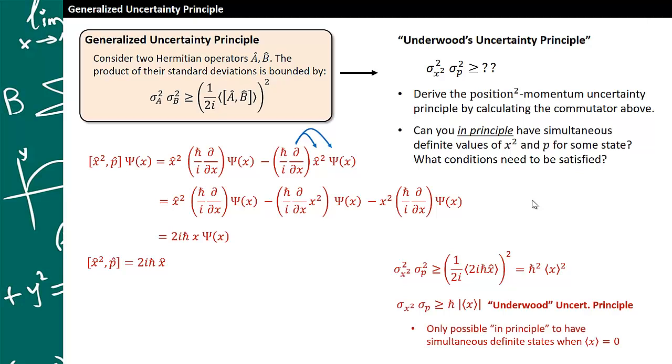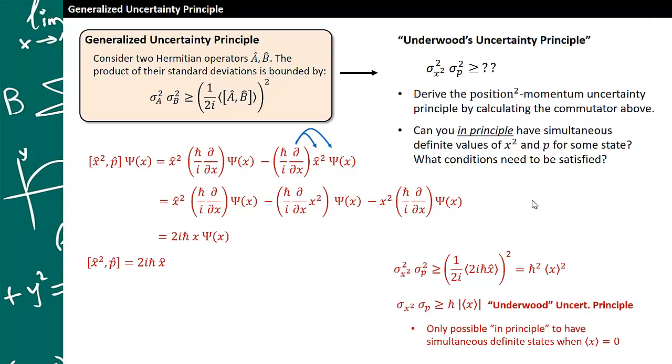So can we then have simultaneous definite states of both position squared and momentum? Is that possible, at least in principle, from what we have here? Well, it looks like it would be possible in principle if the expectation value of x vanished. So if the expectation value of x vanished, then the right-hand side of the uncertainty principle is 0. And so then in principle, it's possible to have 0 times 0 equals 0. So you could have a definite state of both position squared and momentum and still satisfy this uncertainty principle.